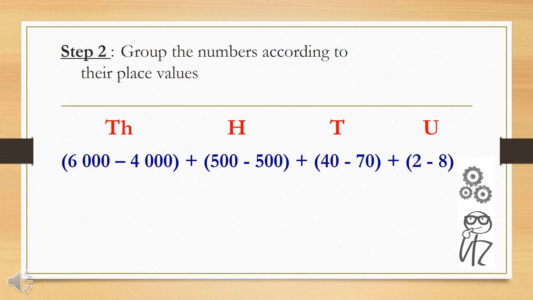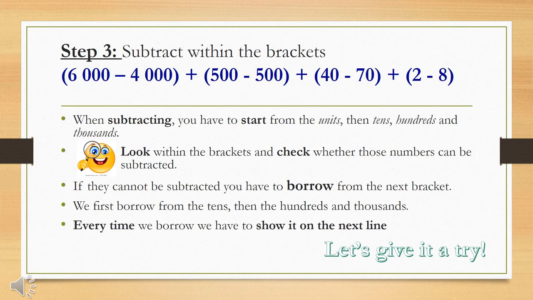Right, so firstly, if we have to group them according to their place values, our first bracket will have 6,000 minus 4,000, close brackets, plus our hundreds, which is 500 minus 500, close brackets, plus our tens, which is 40 minus 70, plus our units, which is 2 minus 8. Step 3, subtract within the brackets.